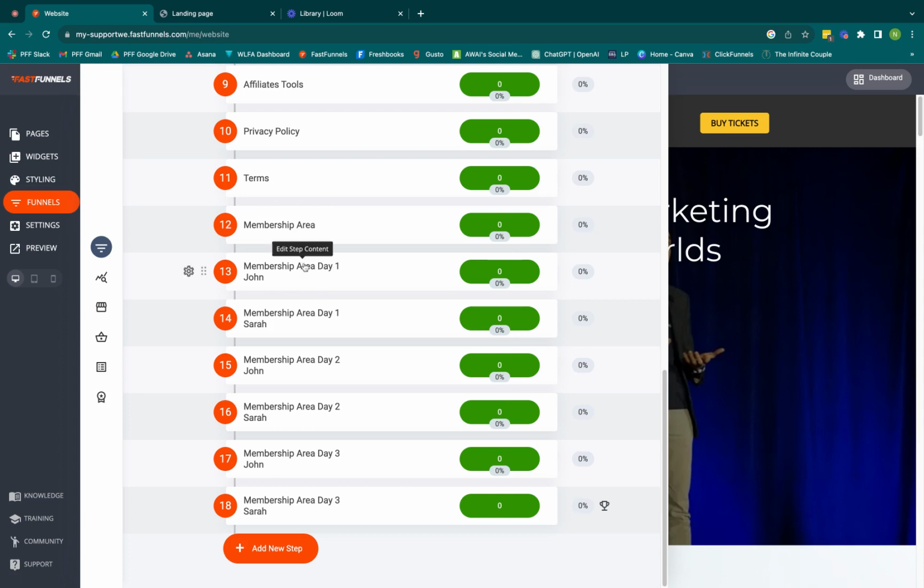And then of course, you've got your different recordings. So this is like if you had John and Sarah, right? Here's John's recording for day one, here's Sarah's recording for day one, here's John's recording for day two, Sarah's recording for day two. Of course, you would customize it to match the names of the people who are going to be presenting, but this is what you want this to look like.